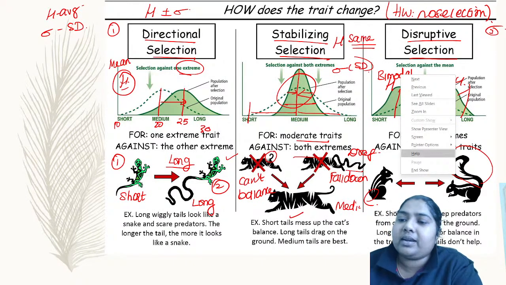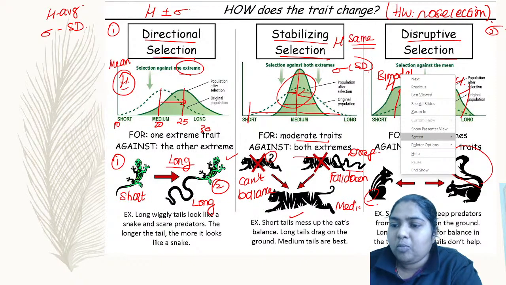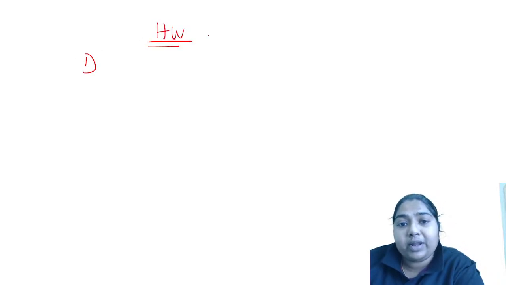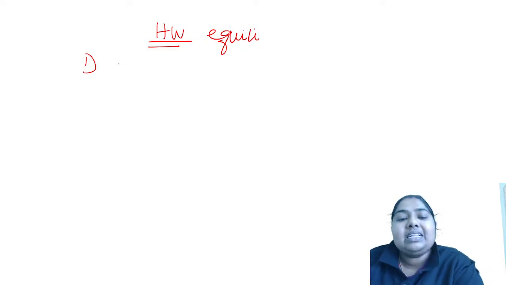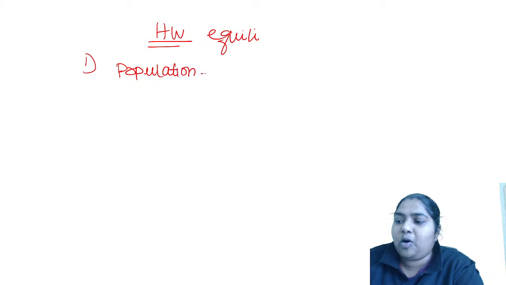Before we move to the next slide, we will make a quick recap. Everybody, recap with me fast. In Hardy-Weinberg equilibrium, if a population is going to reach equilibrium, what are the conditions? Number one, how should the population be? It should be a large one. The population should be large.